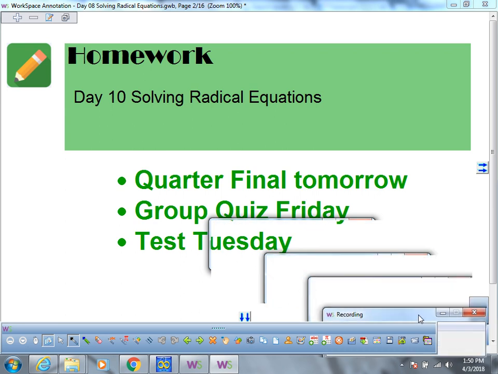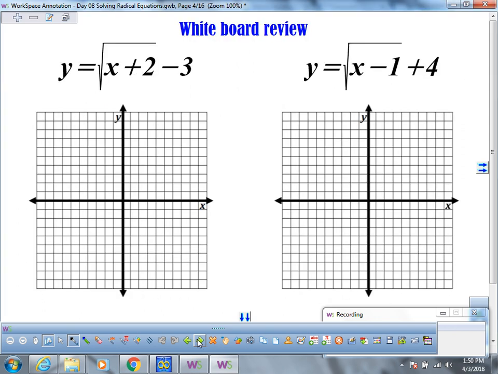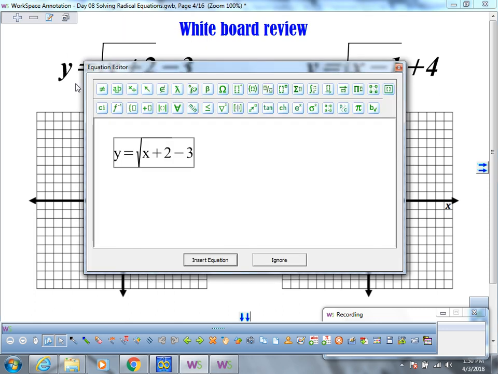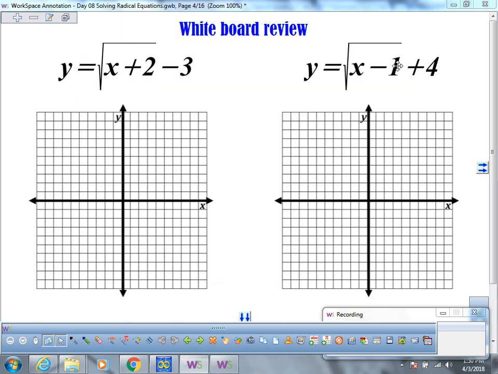Okay, so let's look at solving radical equations. Like I said, I'm going to go fairly quickly. Let's just review real quickly. This is a square root function, correct? What does the positive 2 make the graph do? It's going to go to the left 2. What's the negative 3 do? Down 3. X minus 1, what's that going to make my graph do? To the right. And up.